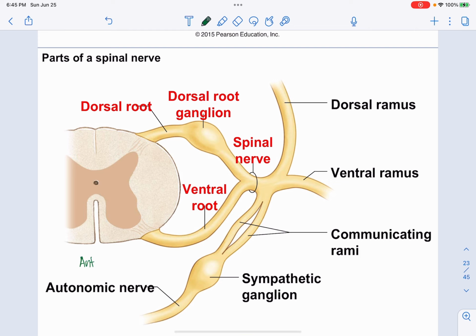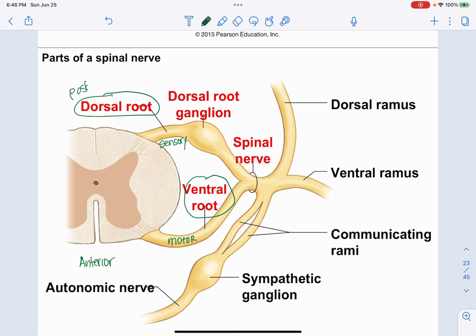All right, so again, let's orient ourselves. Here is the anterior side. Here is the posterior side. And off of the spinal cord are two roots. You have the dorsal root and the ventral root. So neurons that reside in the spinal cord, their axons are going to travel through these roots. The dorsal root is always going to contain sensory information, and the ventral root is always going to contain motor information.